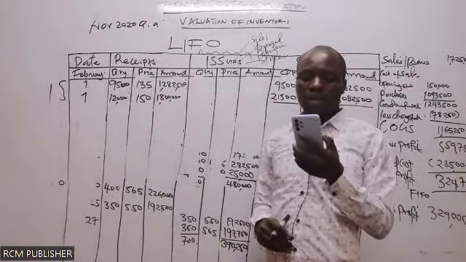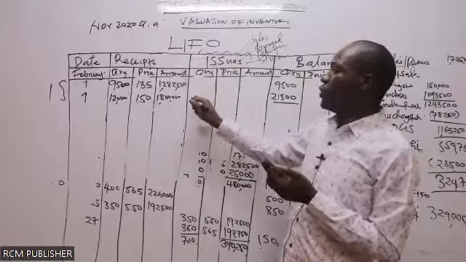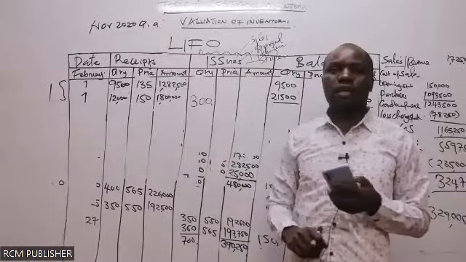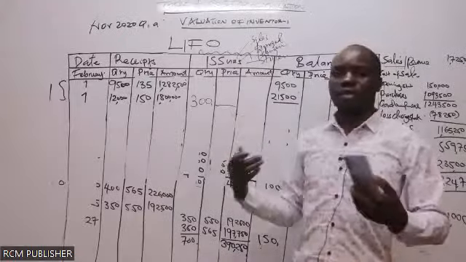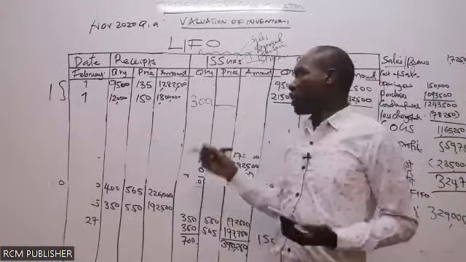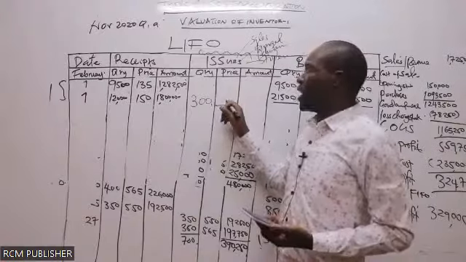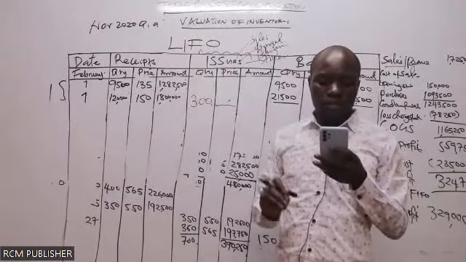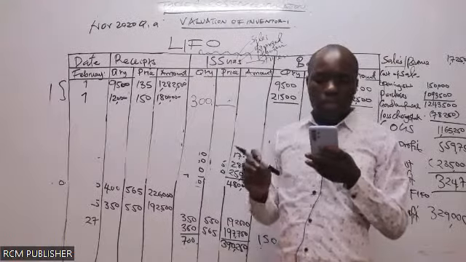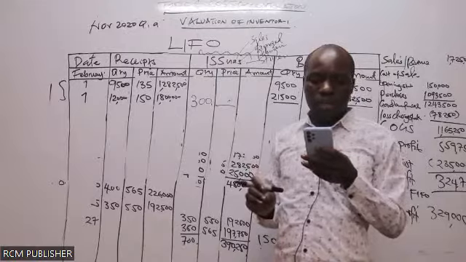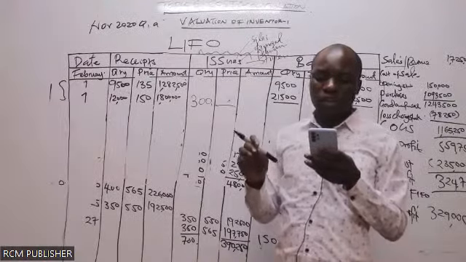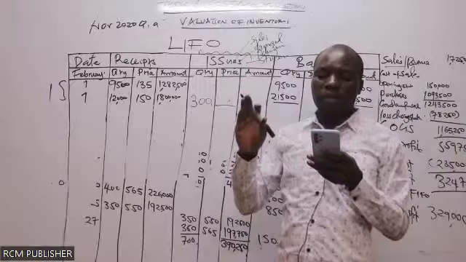Then on 3rd, and remember the price we are going to use, yes, we have 300 being issued. Somebody is wondering, then what about the price? They are not telling us the price. What am I going to use? What you are going to use here is dependent on the method. Then on 19th January 2020, 600 units of the units sold on 17th were returned by the customer.